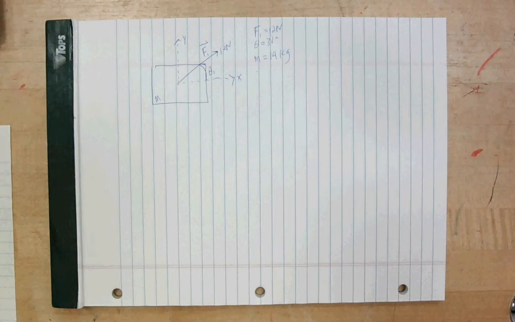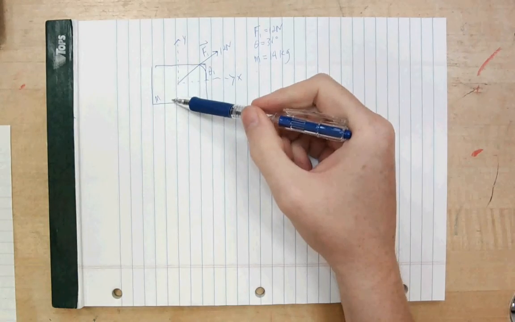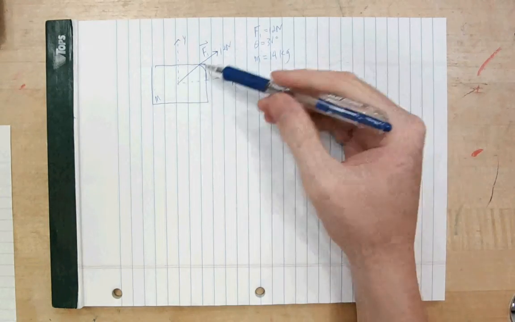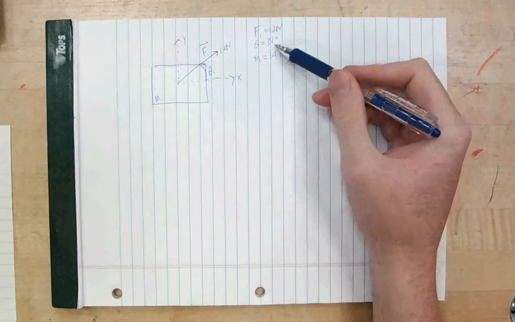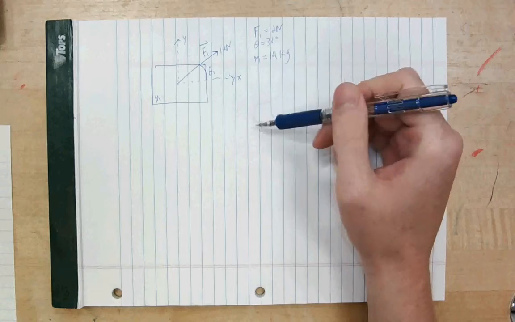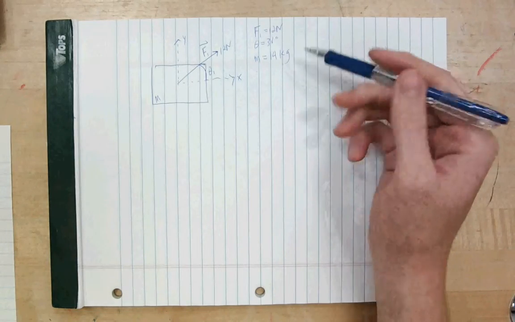This next example is vector components with just a flavor of forces. I have a situation where I have a block of mass m with some force, 12 newtons, applied at an angle of 36 degrees. And that mass on my block is 14 kilograms.